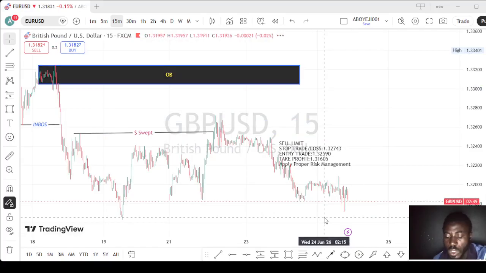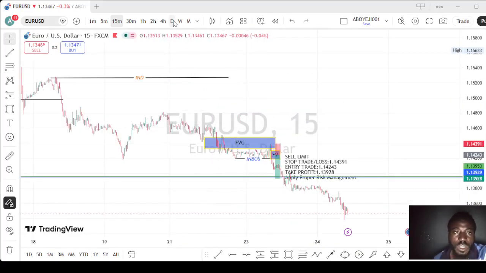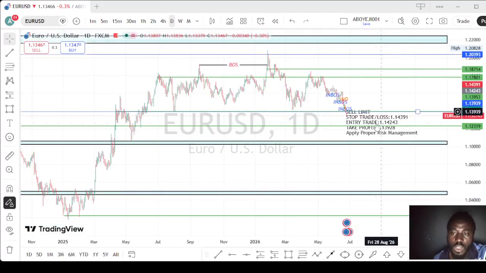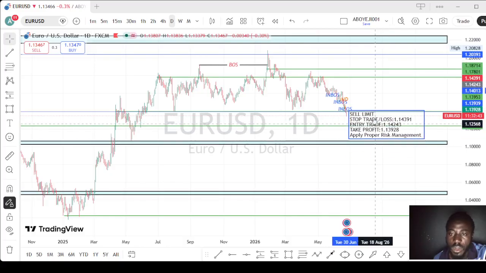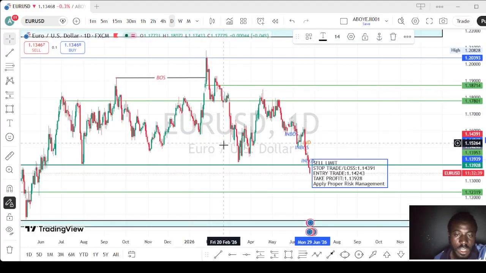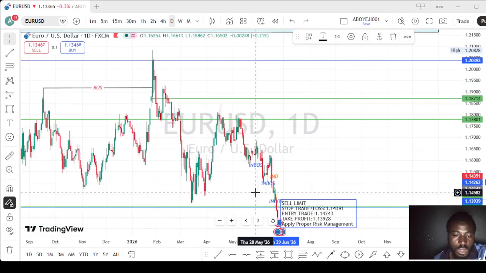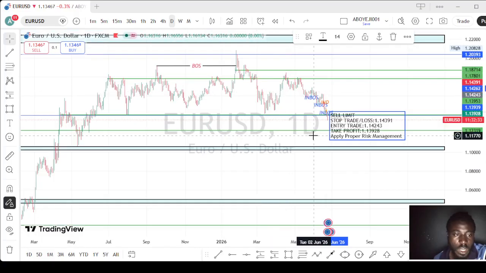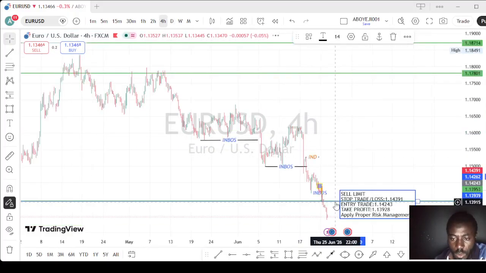So let's move to EU. Let's see what EU has for us. From the daily time frame on EU, you can see the market is coming down. We are in downtrend. This is the last break of structure. After the market showed this liquidity, the market continued with downtrend. So you can see what the market is doing on this. Our first TP will be this weekly key level. So let's move forward so that we can see opportunity.